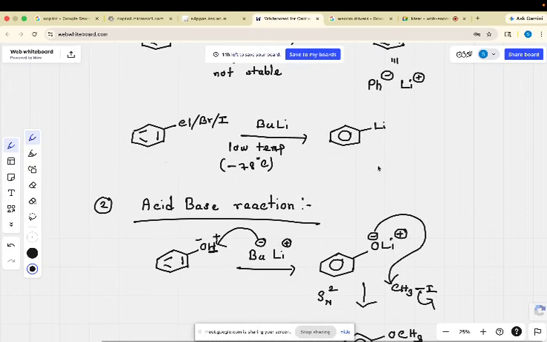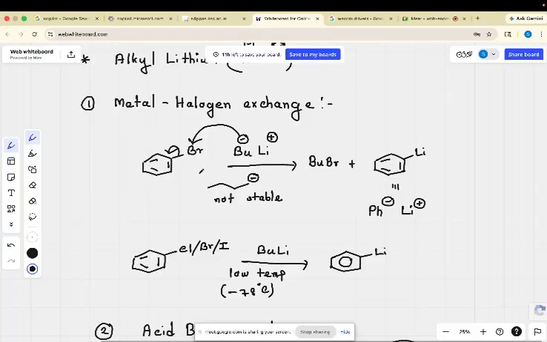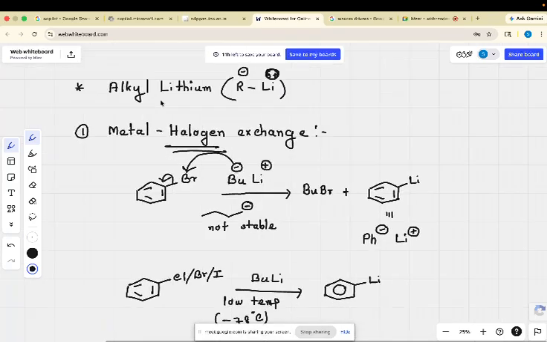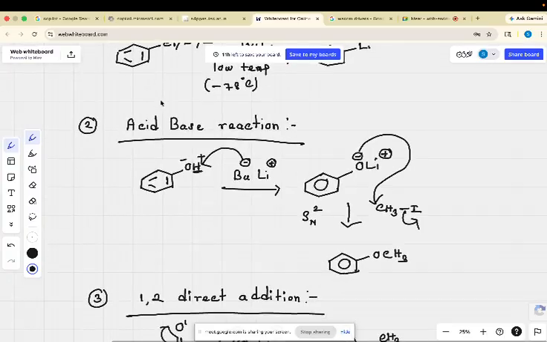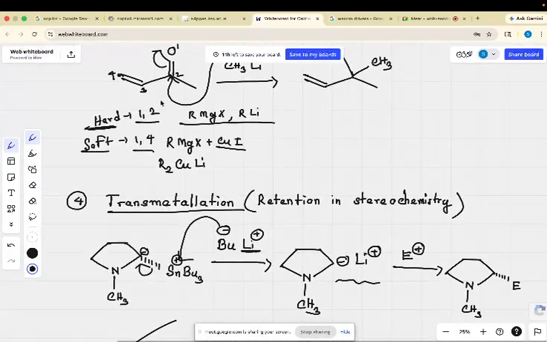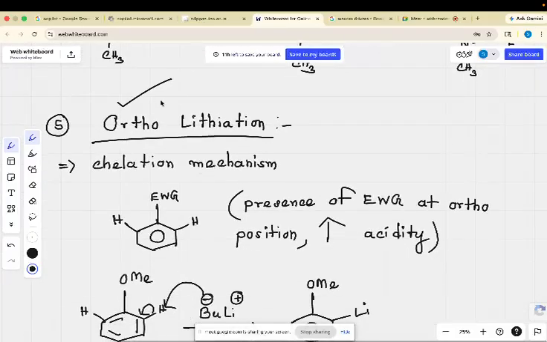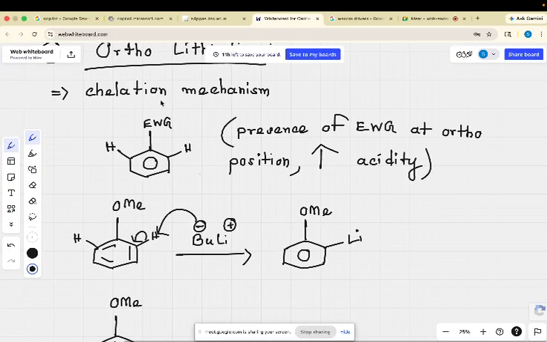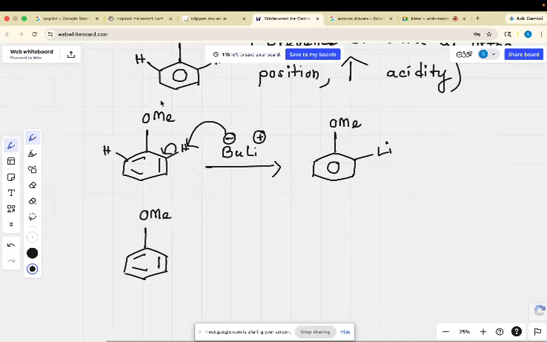And if you don't have that kind of acidic proton, if you have halogen, then metal halogen exchange will definitely take place. So if you have halogen, you have to consider this. Alkyl lithium is responsible for all these categories: metal halogen exchange, acid base reaction, 1,2 direct addition, transmetallation, as well as ortholithiation. So they will not provide a system that creates controversy like that. But keep in mind acid base reaction is the fastest reaction in our chemistry.